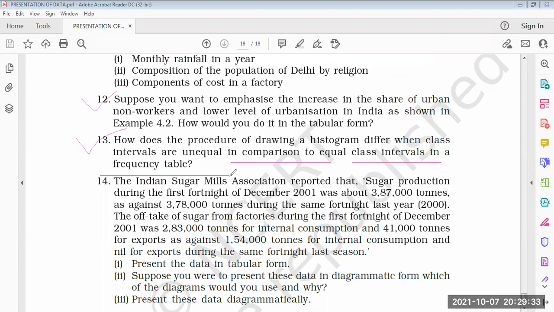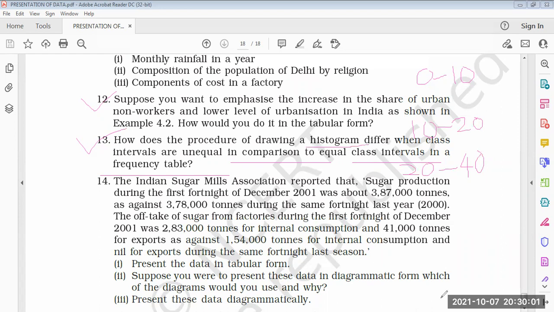See, I told you in the previous chapter that sometimes different class intervals may be given. Suppose we take 0 to 10, then 10 to 20, then 20 to 40 may be given. In that case also you have to draw a histogram sometimes.